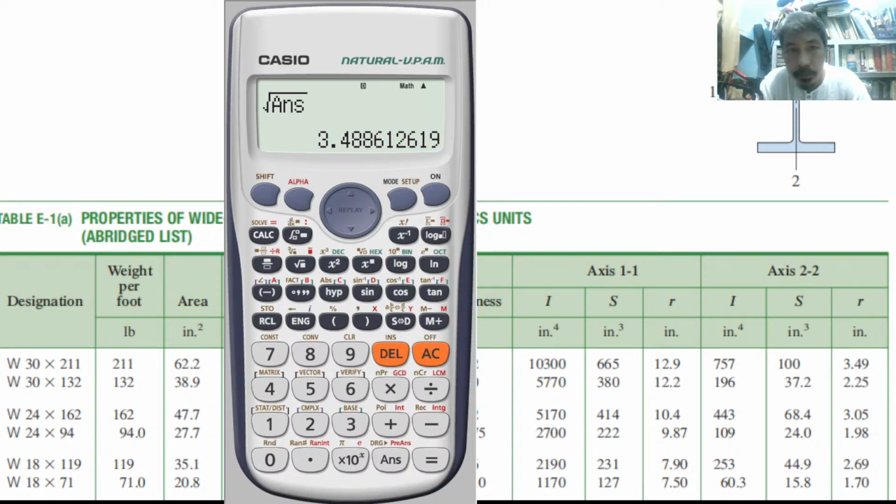Meaning we have a W section. So that is equal: a C channel on the upper side and a C channel on the lower side. Right? So that's why it's called double channel.